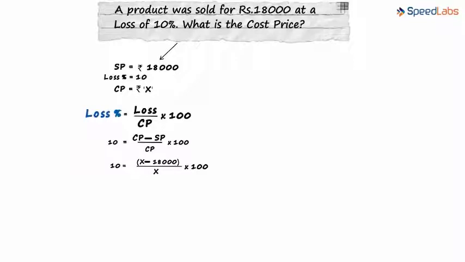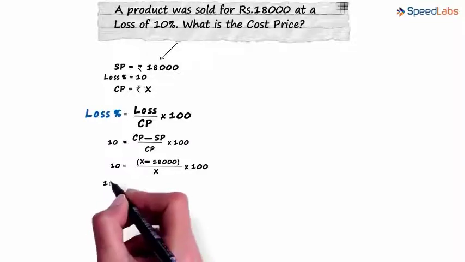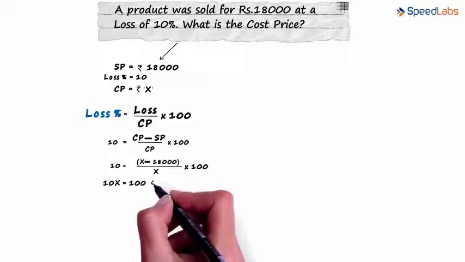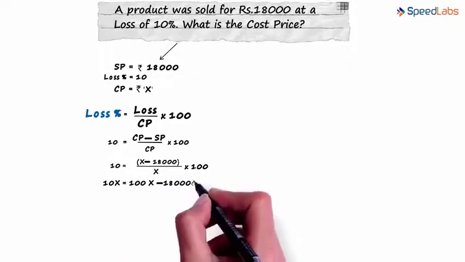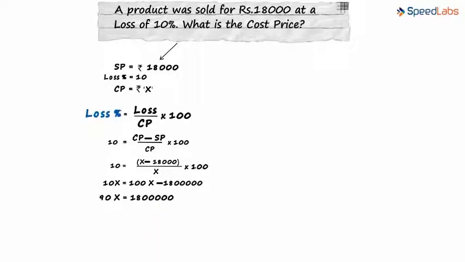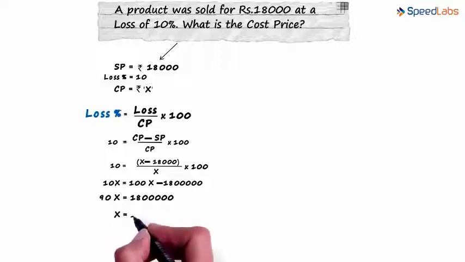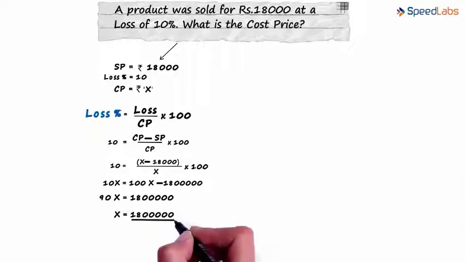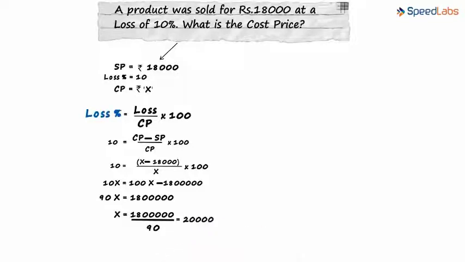Transposing X to the other side, we get 10X equal to 100X minus 1.8 million. 90X will be equal to 1.8 million. Transposing 90 to the other side, we get X as 1.8 million divided by 90. That equals 20,000 rupees. Hence, the cost price is 20,000 rupees. Here we use the formula, modified a bit, and found the cost price.